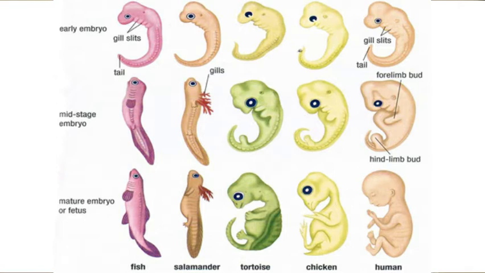But the interesting thing about embryos is that they also mimic evolution in a way. So for instance, human embryos for a time will have gills and a tail because at one point our ancient ancestors were fish who also had gills and a tail.